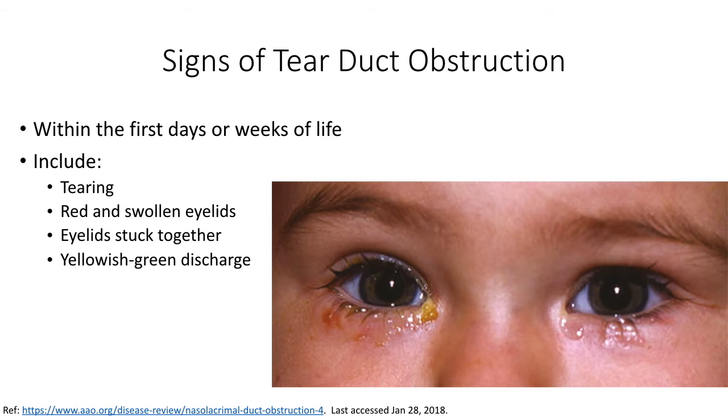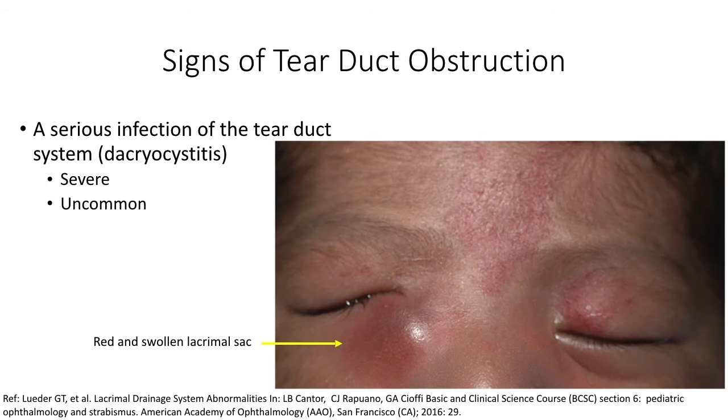Signs of a tear duct obstruction usually occur within the first few days or weeks of life and include tearing, red and swollen eyelids, eyelids that are stuck together, and yellowish-green discharge. Another sign of tear duct obstruction is something called dacryocystitis. This is a serious infection of the tear duct system, leading to swelling and inflammation of the tear duct by the nose, as shown in the photo. While this is uncommon, it can be severe and needs urgent medical attention.